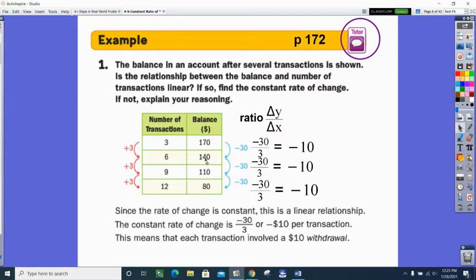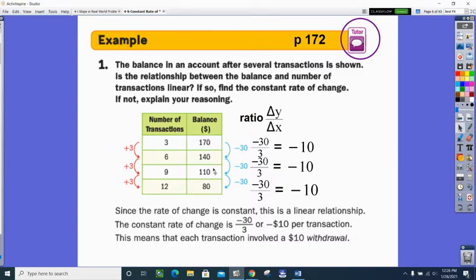Okay, so I'm going to take 140 minus 170. That gives me negative 30. And I'm going to take 6 minus 3. So y minus y is negative 30, and 6 minus 3, x minus x, is 3. And notice that we can divide this to make a unit rate. So in my calculator, negative 30 divided by 3, and many of you wouldn't need the calculator, that would give me negative 10. So my rate of change is that I am going down $10 for every transaction at the bank. Then I go in again, and will it be another $10 per transaction?